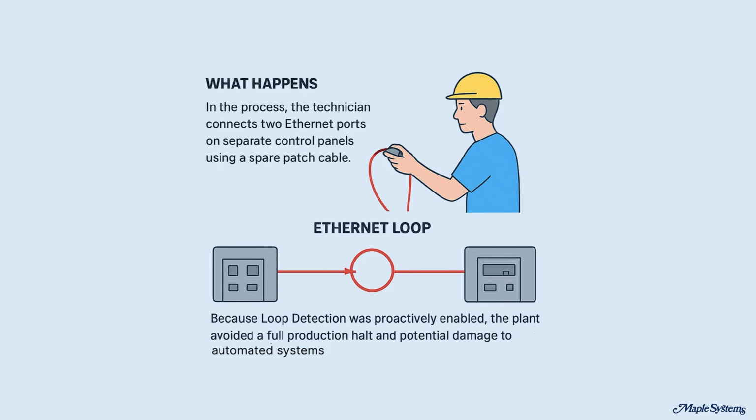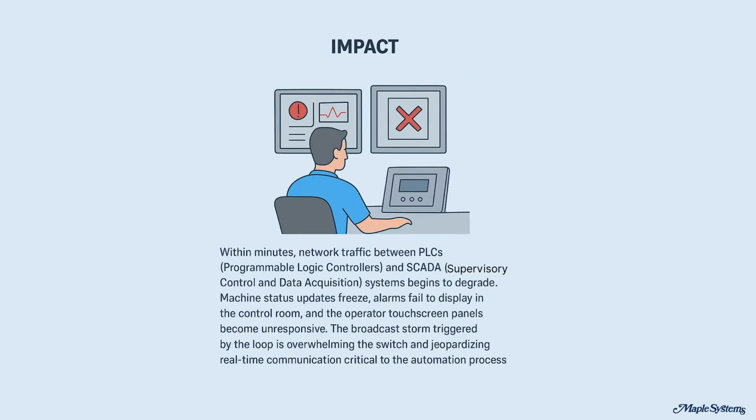What would happen if loop detection was not enabled? Well, the impact: within minutes, network traffic between PLCs and SCADA systems would begin to degrade. Machine status updates would freeze, alarms would fail to display in the control room, and the operator touchscreen panels would become unresponsive. The broadcast storm triggered by the loop would overwhelm the switch and jeopardize real-time communication that's critical to the automation process.